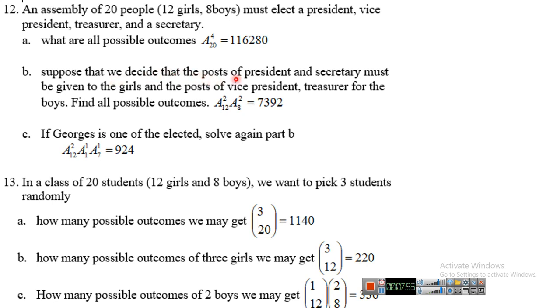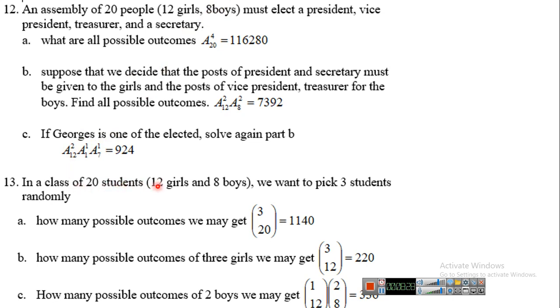Suppose that we decide that the post of president and secretary must be given to girls. So girls, 2 posts, so 2 out of 12. And the other 2 posts are for the boys, so 2 out of 8, because here order is important. If George is one of the elected, solve again part B. So the 2 boys, I know 100% I want to elect George. So how many George do I have? 1 out of 1. So instead of electing 2 boys, I want to pick 1 boy out of 7. And the 2 girls are the same.